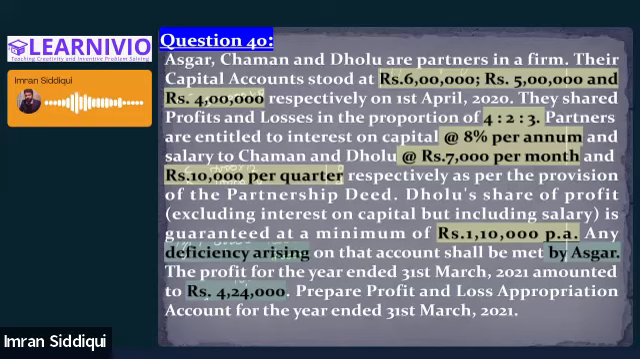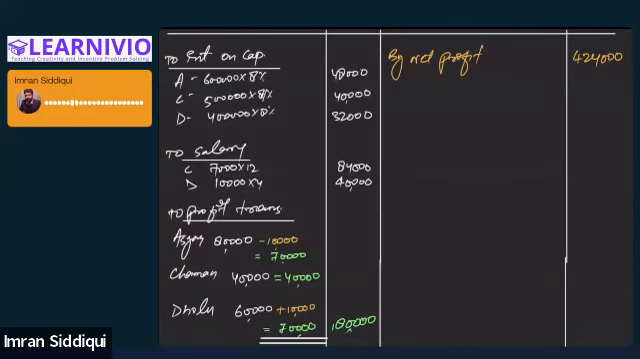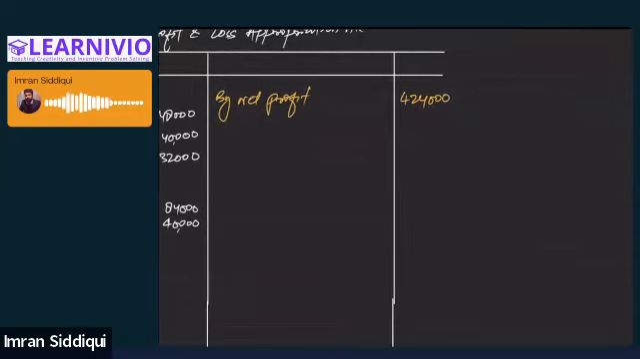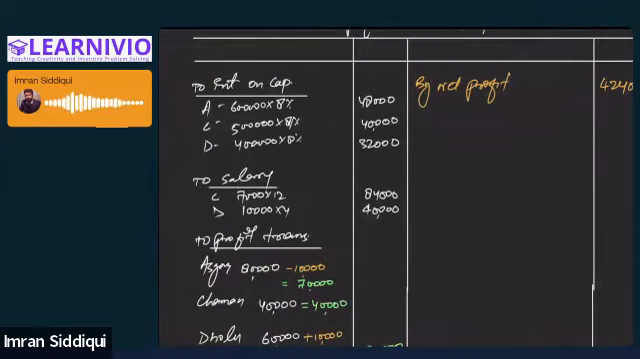All right, let me show you the right answer for this question. See, firstly, we are provided with a net profit of 4,24,000. The question says that we need to pay 8% interest on their capital contribution, which for Asgar will be 48,000. For Chaman, it will be 40,000 on his capital contribution of 5 lakh. And for Dholu, on 4 lakh, we'll calculate 8%, so it would be 32,000.